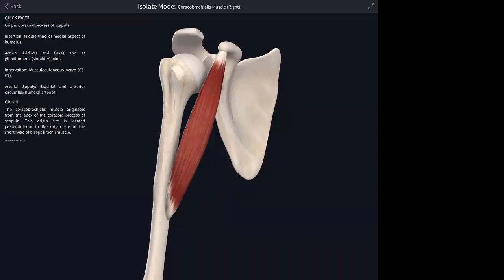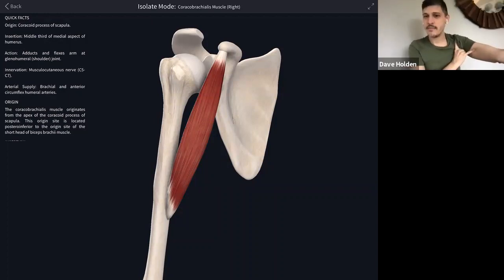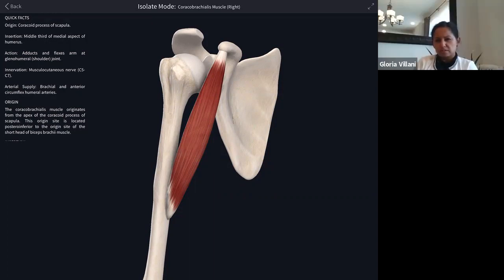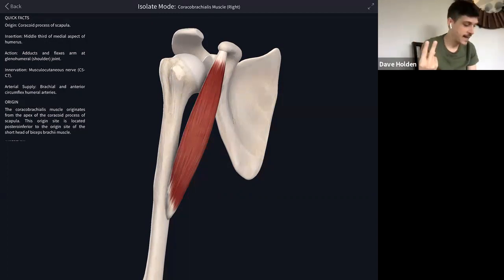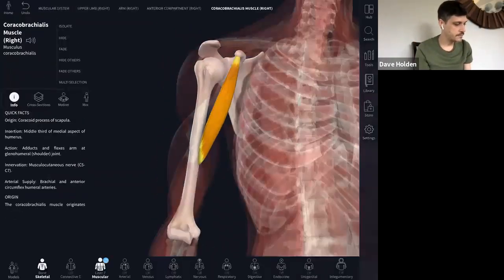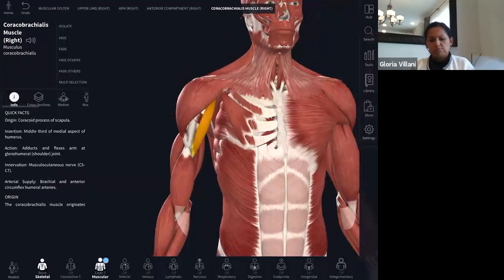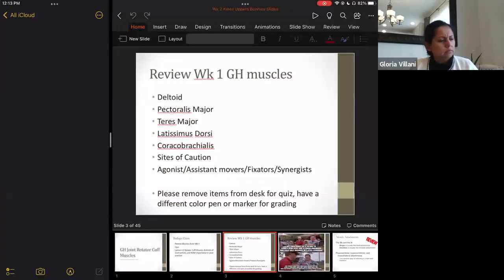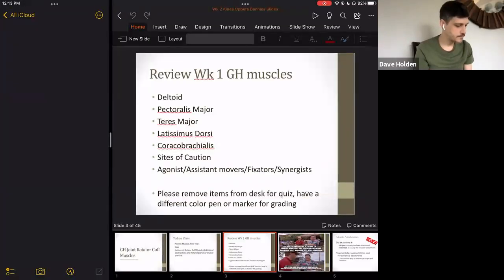Coracoid process of the scapula to about the midpoint of the humerus. So this muscle crosses the shoulder on the anterior side. What are its actions? Adduction, flexion. Very good. Adduction and flexion. Super duper, guys.